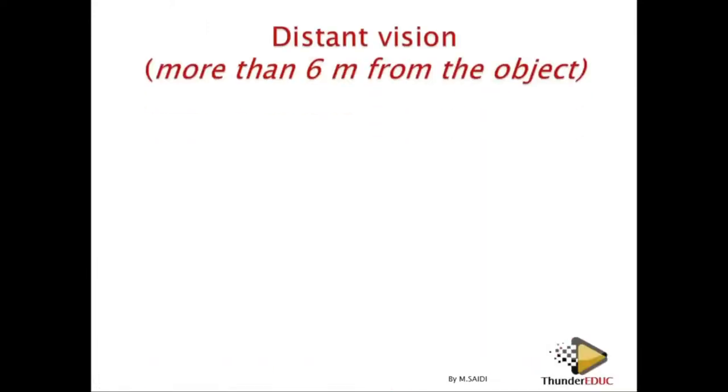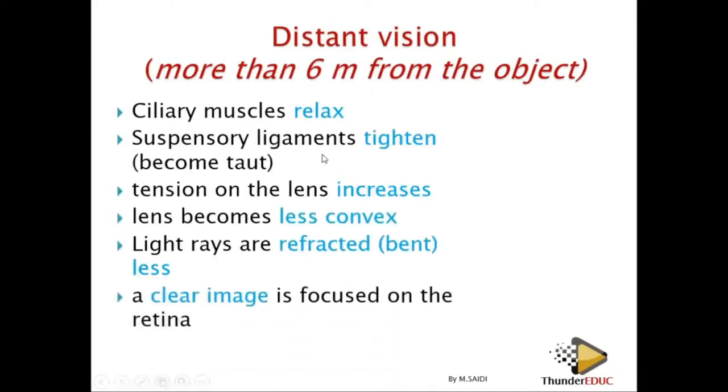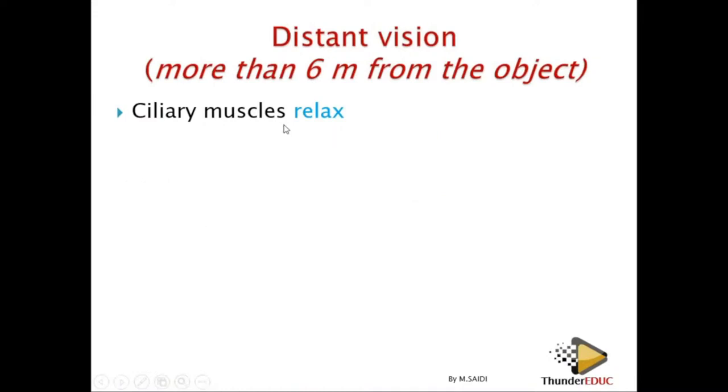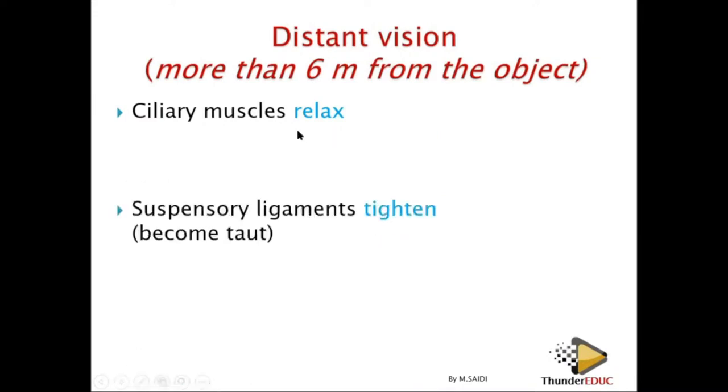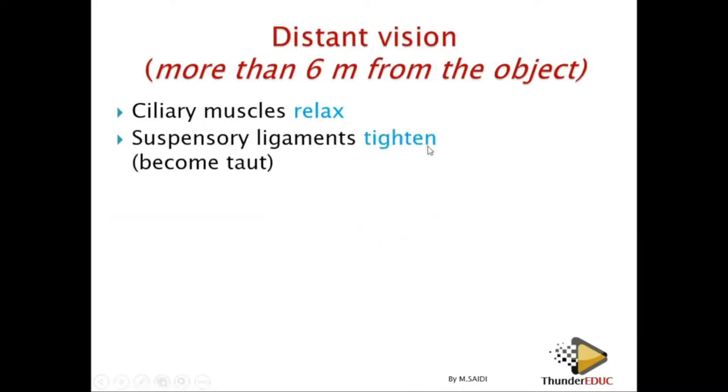Then if you look at a distant object, it's just the opposite of near vision, more than 6 meters from the object. The ciliary muscles relax, whereas the other time they contracted. Then the suspensor ligaments become tightened, taut, stiff, whereas the other time they were slackened, relaxed. The tension on the lens increases, whereas before the tension on the lens decreased.